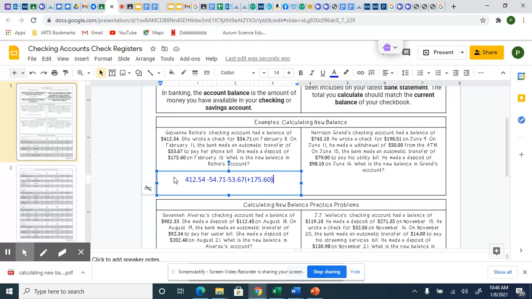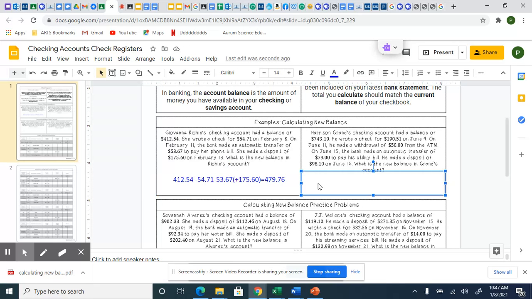So we get our little calculator for 412.54 minus 54.71 minus 53.67 plus 175.60. So her ending balance is 479.76.